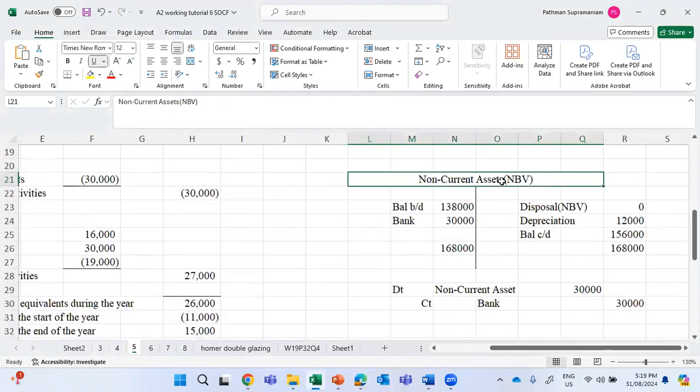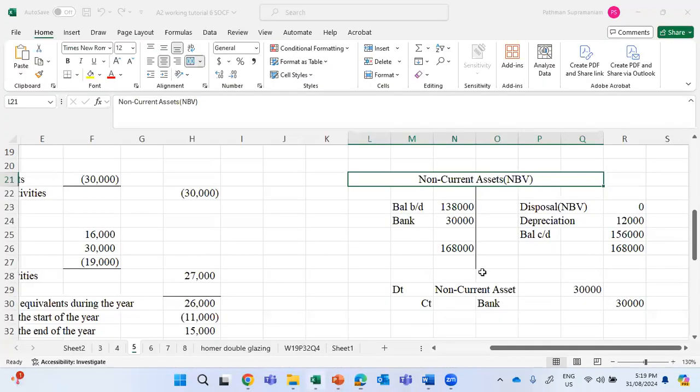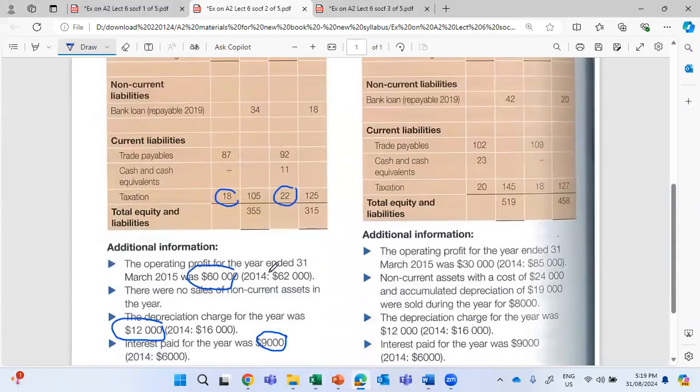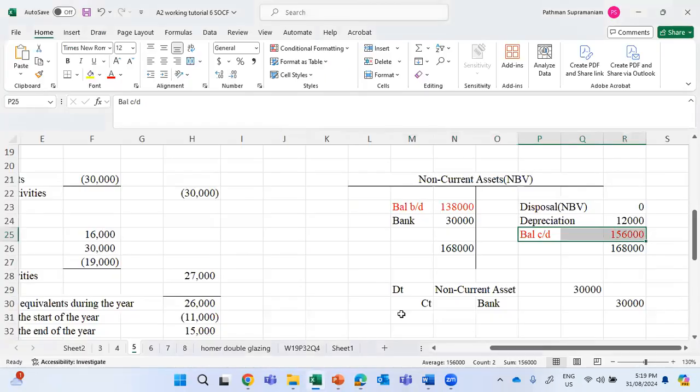So you need to open your non-current assets account at carrying value, net book value. Put in the opening net book value and the ending. This is the opening balance. This is the ending balance. Then the question says that there were no sales of non-current asset during the year. So which means disposal is 0.